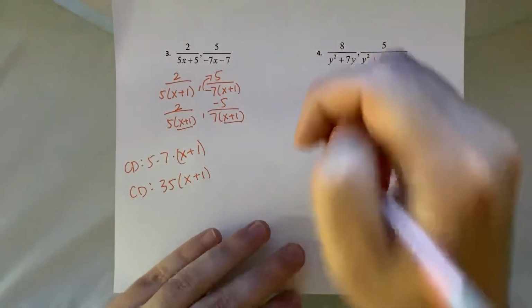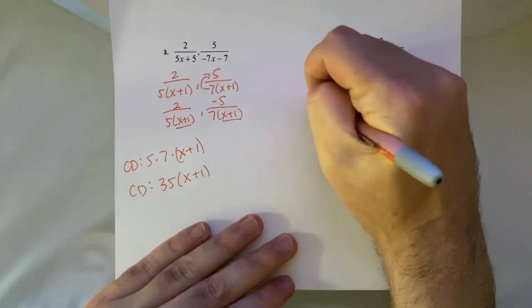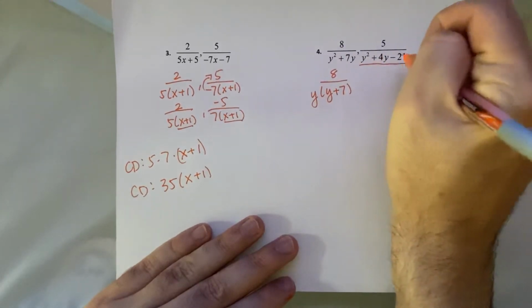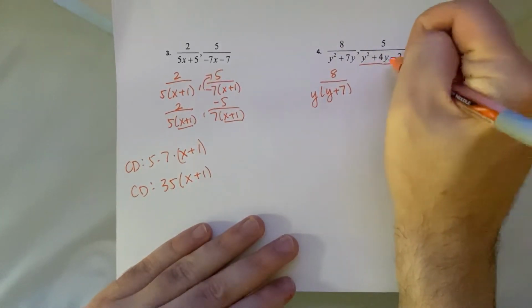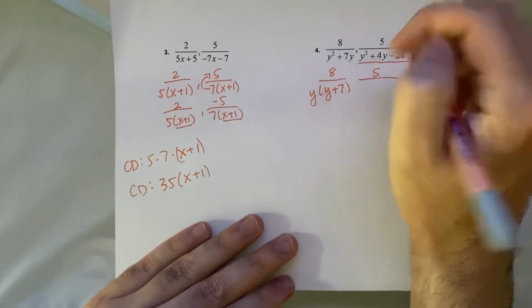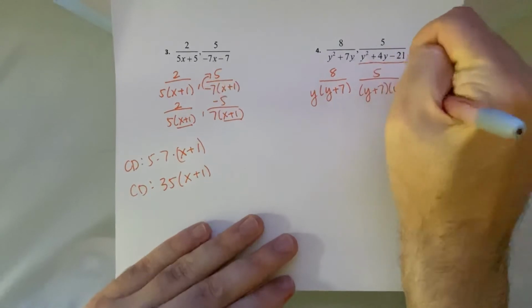Lastly, let's look at 4. What are my denominators here? If I factor out the y here, this is y times y plus 7. If I factor this thing, I'm looking for two numbers that multiply to negative 21, add to 4. That would be 7 and negative 3. This factors into y plus 7 and y minus 3.